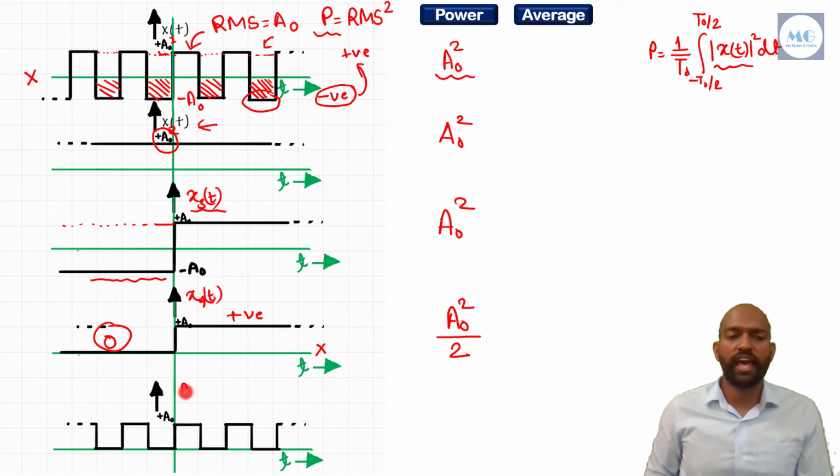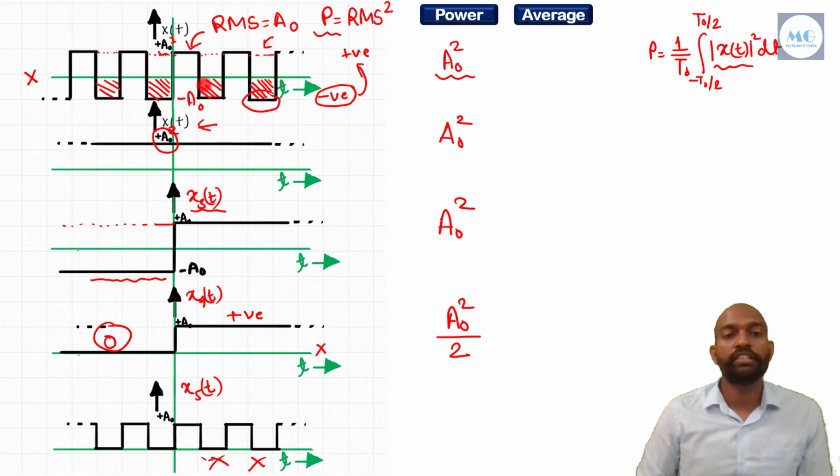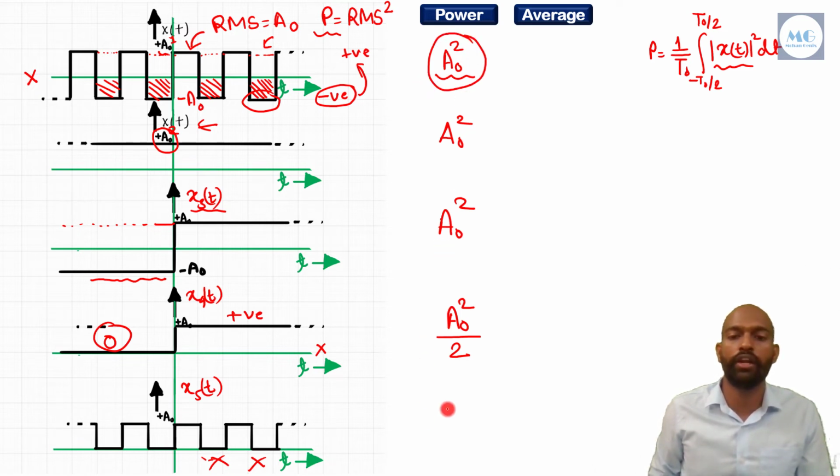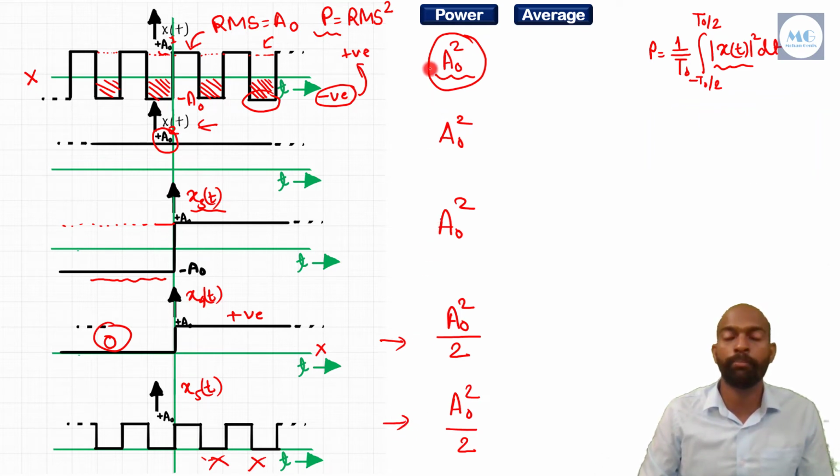Now, if we see this x5(t), the fifth signal, and compare it with our first signal, here the negative parts are missing. You can see x5(t) has no negative parts. It has only the positive parts of x1(t). That means it is the half value of x1(t), similar to x4(t). That's why its power will also be half of the power of x1(t), that will be equal to A naught square by 2. That means these two signals will have the same power and these three signals will have the same power.